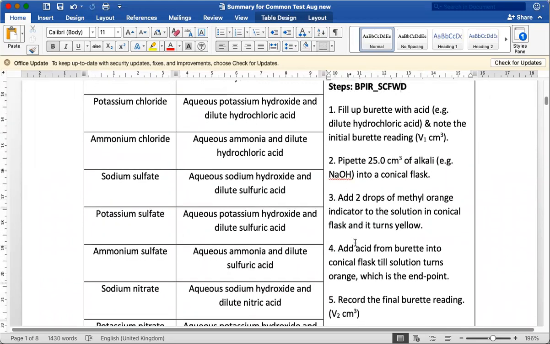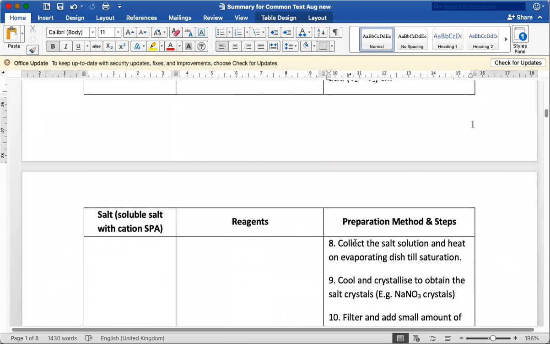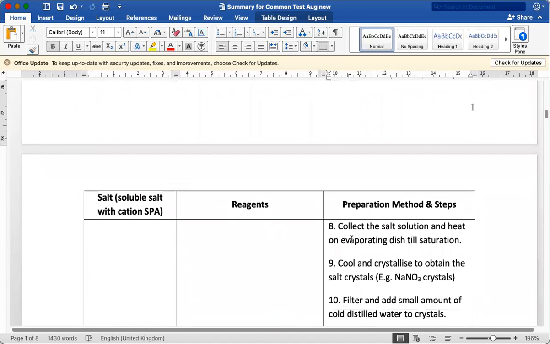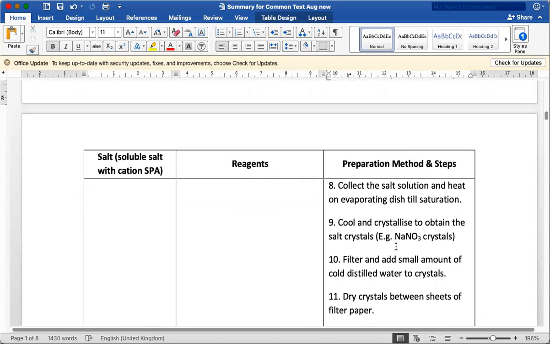And then you still have to write all the steps down. For example, step 8, right? You cannot ignore the evaporating dish. You need to talk about where you transfer your salt solution to, all right?